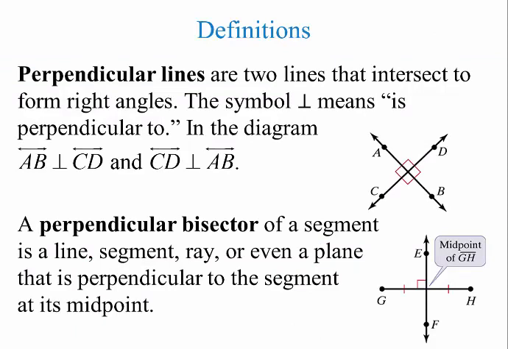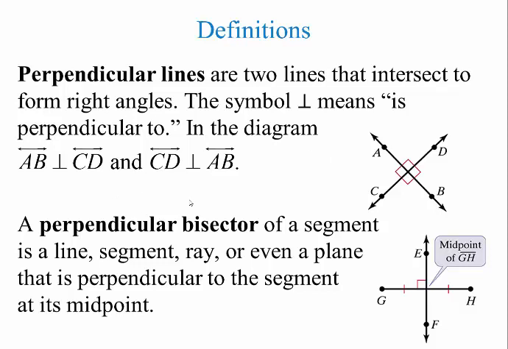All right, let's start with another definition. This is about perpendicular lines. Perpendicular lines are two lines that intersect to form right angles. So they intersect to form four right angles, as you can see over here. Like my line AB is perpendicular to line CD because where they intersect forms four right angles. The symbol looks like an upside down T. This means perpendicular to. So in the diagram, line AB is perpendicular to line CD, and line CD is perpendicular to line AB. So that's just perpendicular lines.